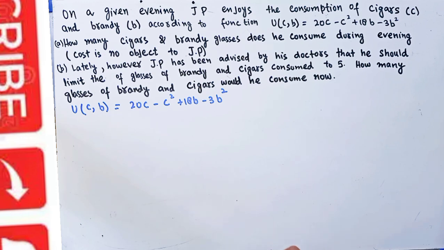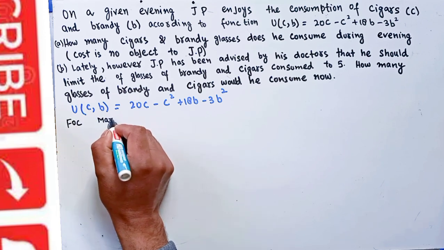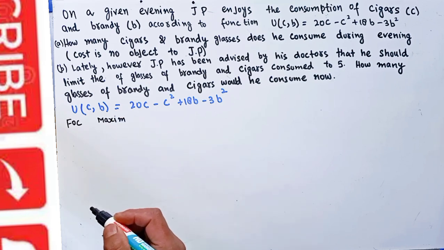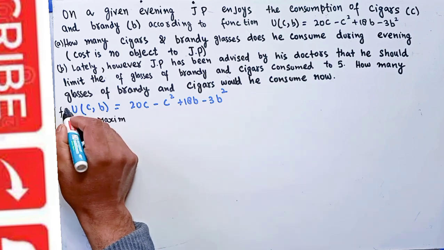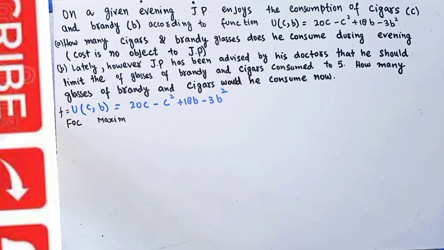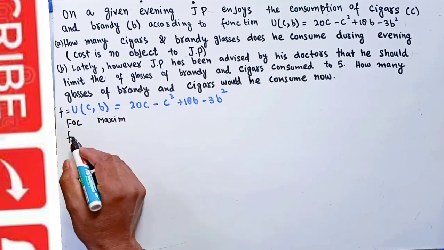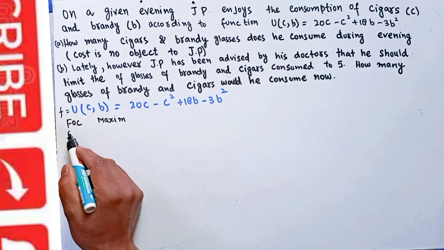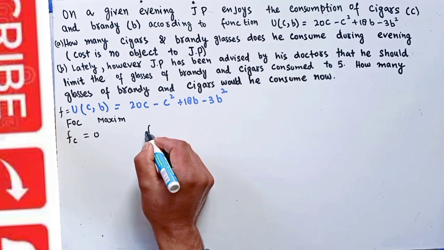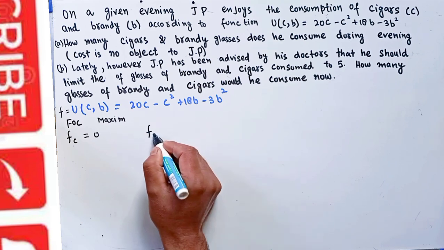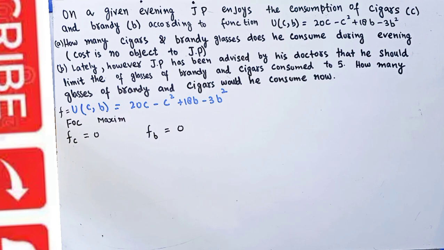And how do we maximize? Let's denote the function by f. So the first order condition for maximization requires that the marginal utility derived from the consumption of cigars, let's denote it by f subscript c, should be equal to 0, and the marginal utility derived from the consumption of brandy, f subscript b, should also be equal to 0. This is the first order condition for maximization.